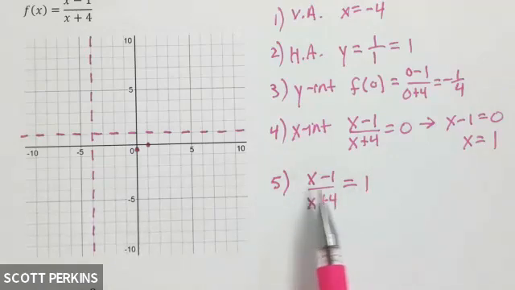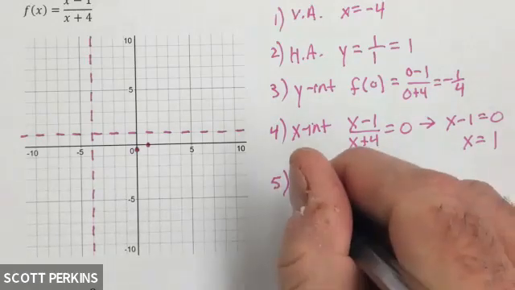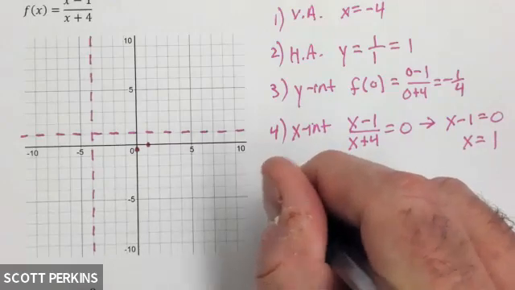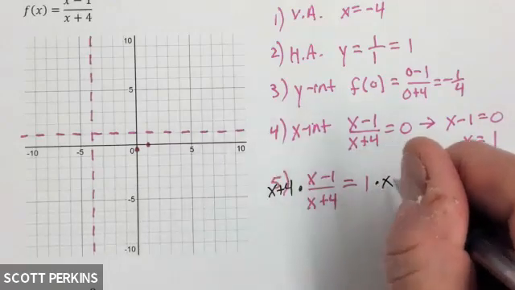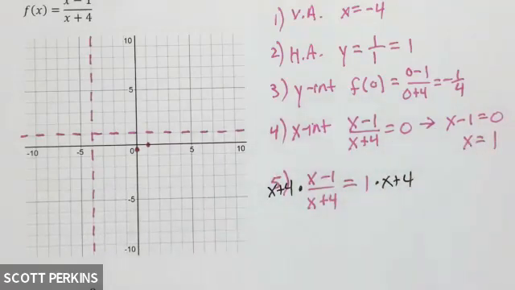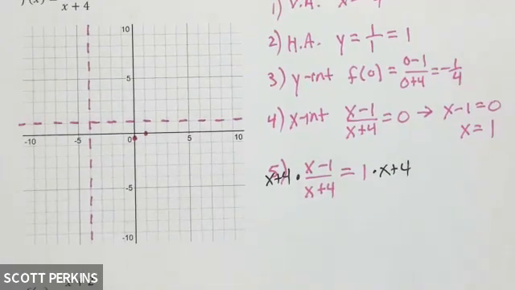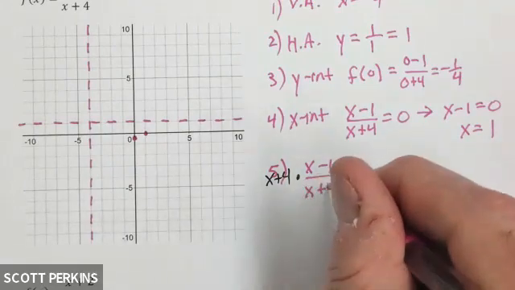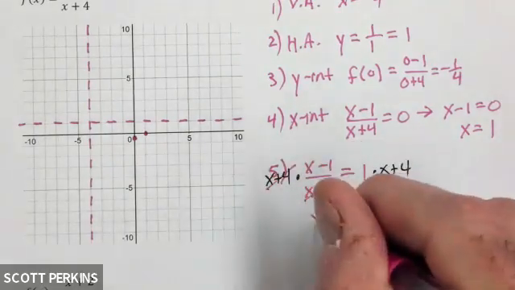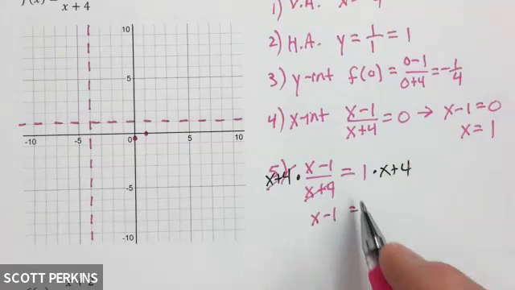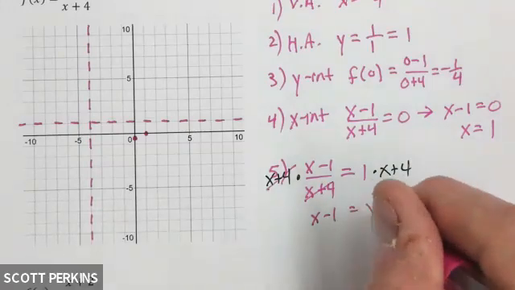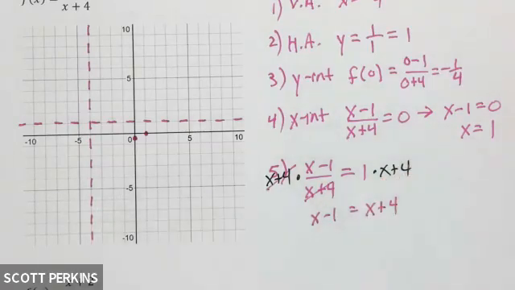All I'm going to do is multiply by the common denominator on both sides. So what that means is I'm going to multiply both sides by x plus 4. Maybe this looks familiar to you. Maybe it doesn't. We'll talk about it in more detail again. Then on the left the x plus 4s cancel, and I'm left with x minus 1. On the right, 1 times x plus 4 is x plus 4. I'm going to go ahead and solve this.